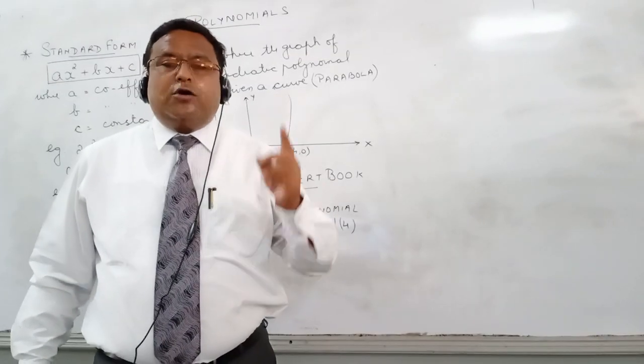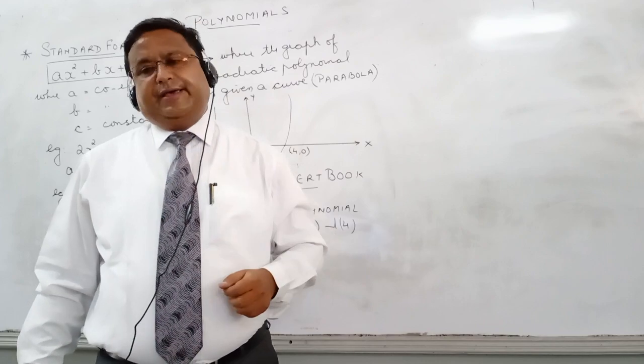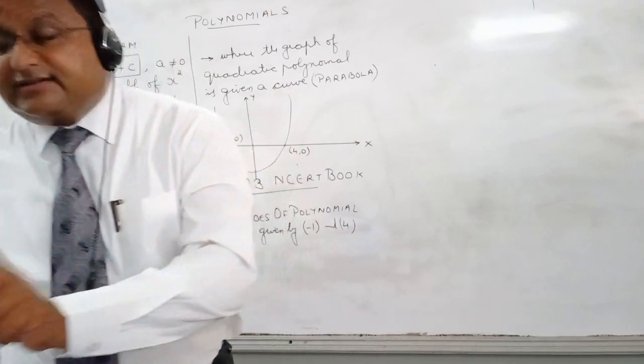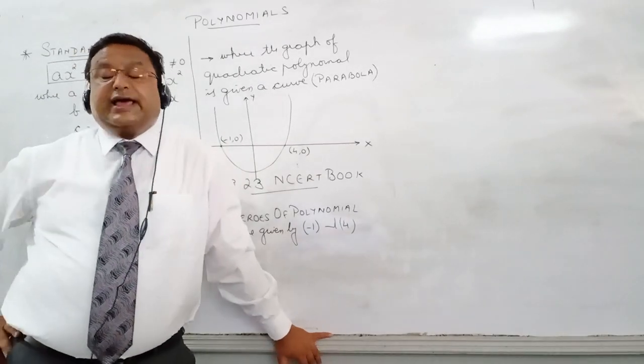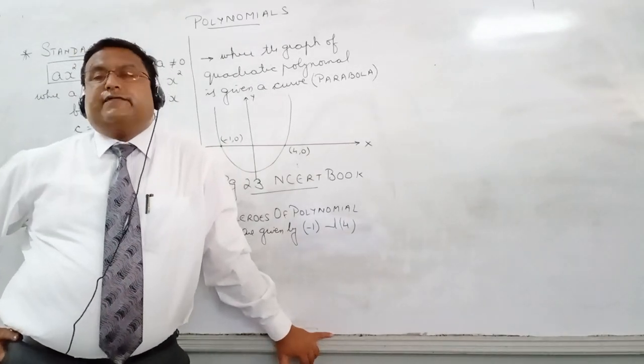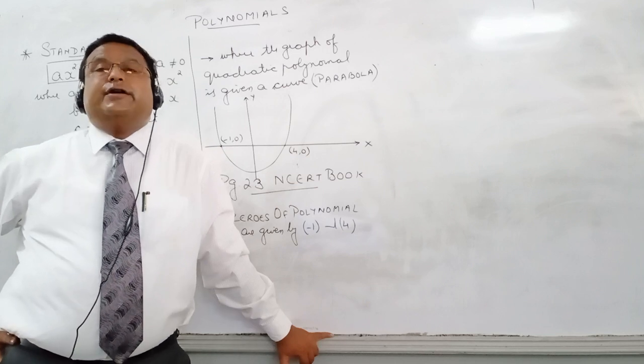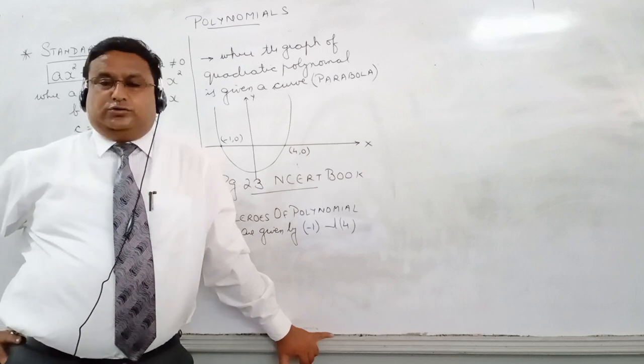How come 1 zero, sir? Both the zeros are same. And in case 3, you will find that the curve is not touching the x-axis. So it does not have any zeros. So these are the possible cases, and you don't have any zeros.